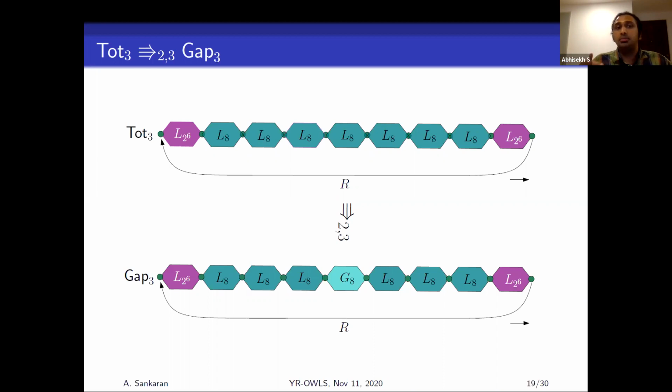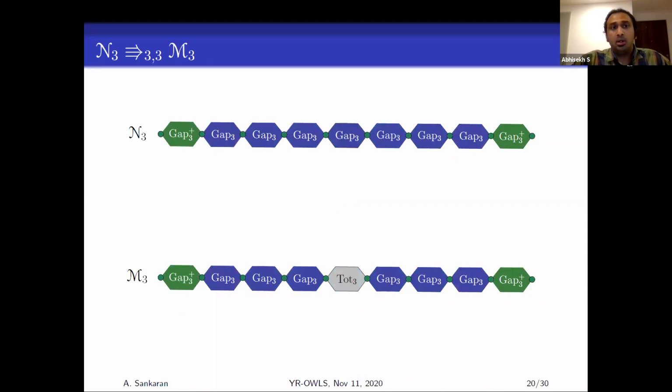But doing this gives you tot3 in the top and gives you gap 3 at the bottom, and so therefore tot3 is 2, 3 related to gap 3. Okay, I think I should hurry. So now the same thing you do for N3 and M3. It is just the same argument.